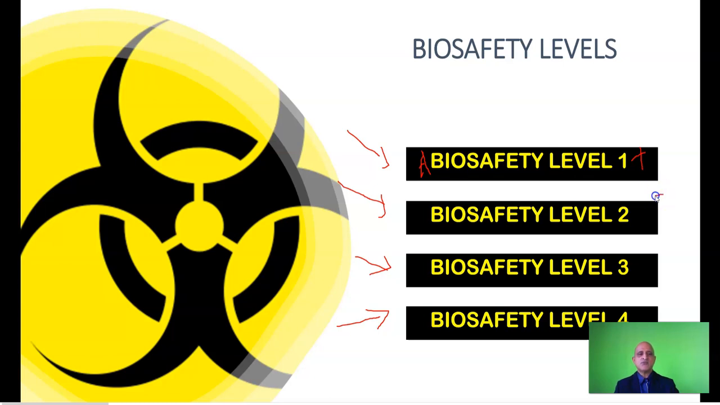Now, most of us will be working at BSL2 and BSL3. This is the basic containment facility. BSL4 is used in very extraordinary circumstances, as these facilities involve a high level of maintenance as well as oversight. So most of us are working at these levels, and they accord a suitable level of containment.